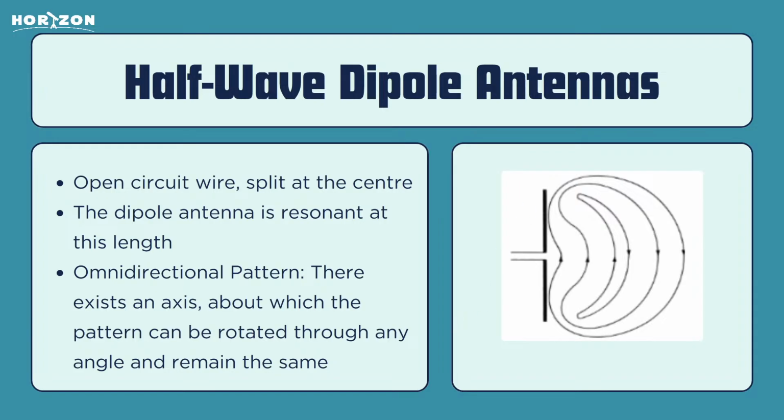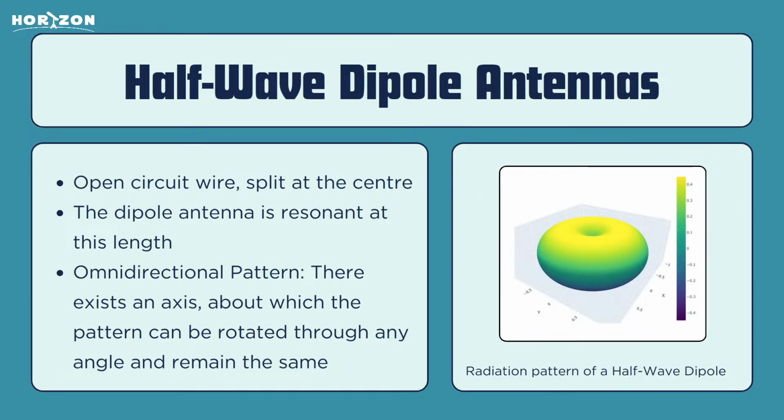And the radiation pattern of the dipole antenna is an omnidirectional pattern. Omnidirectional here means that you have an axis about which if I rotate the pattern through any angle, the pattern will look the same.